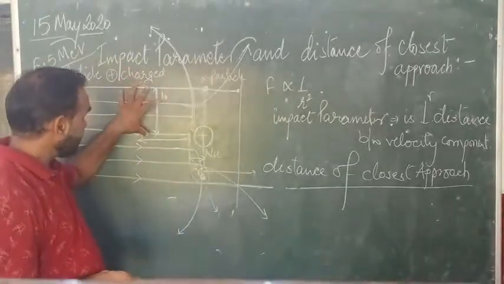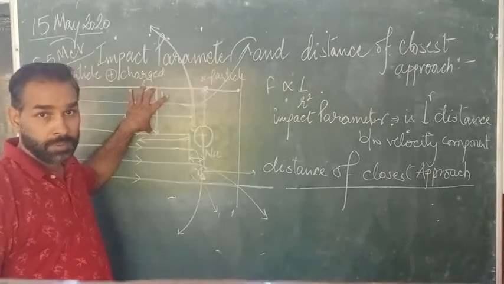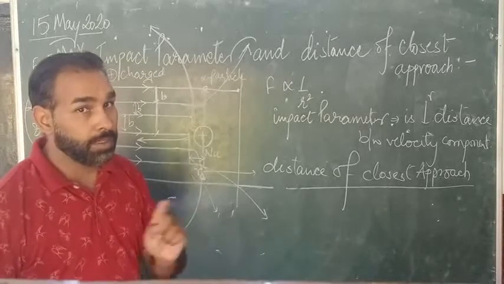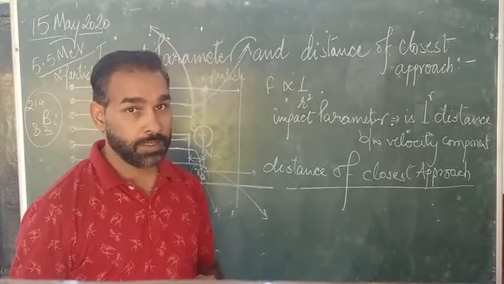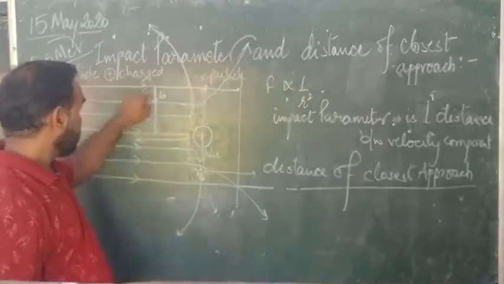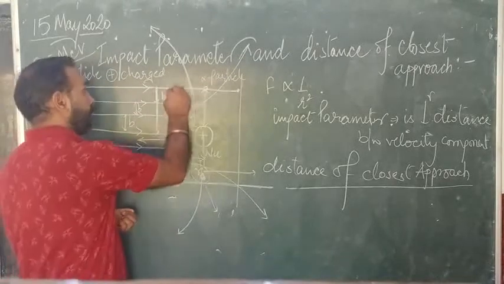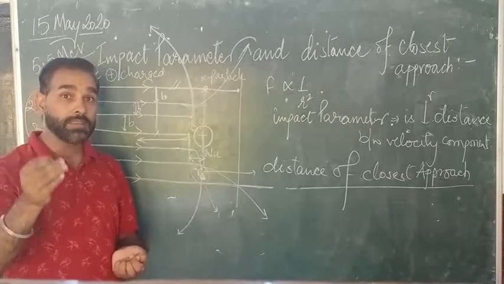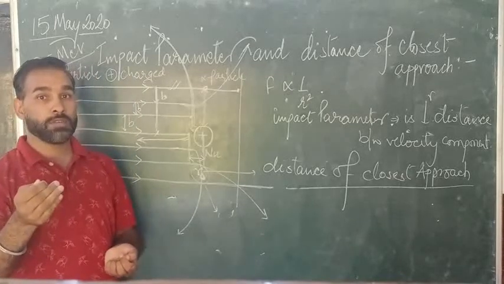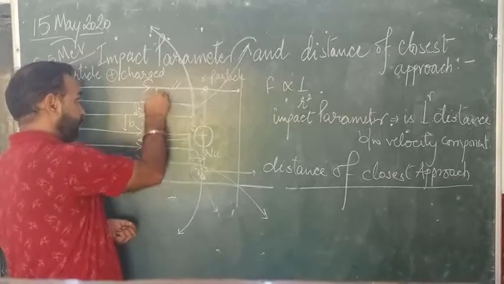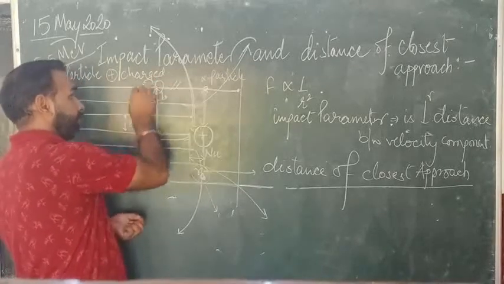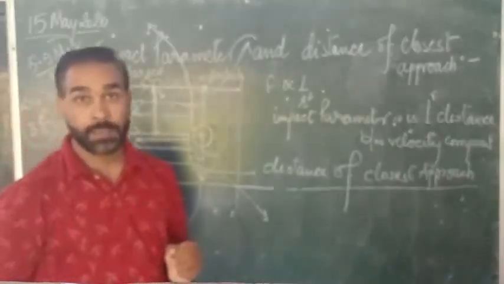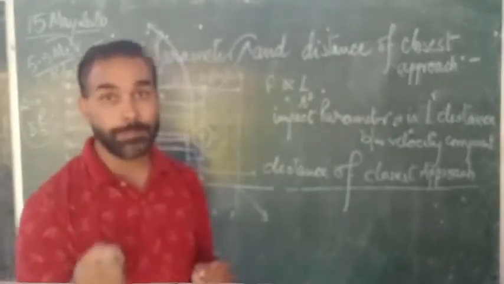Like, greater the value of B, weaker will be the repulsive force. Isn't it? This particular alpha particle will experience the weakest repulsive force, because the perpendicular distance between the velocity of this alpha particle and the nucleus is maximum. So the force of repulsion will be minimum.